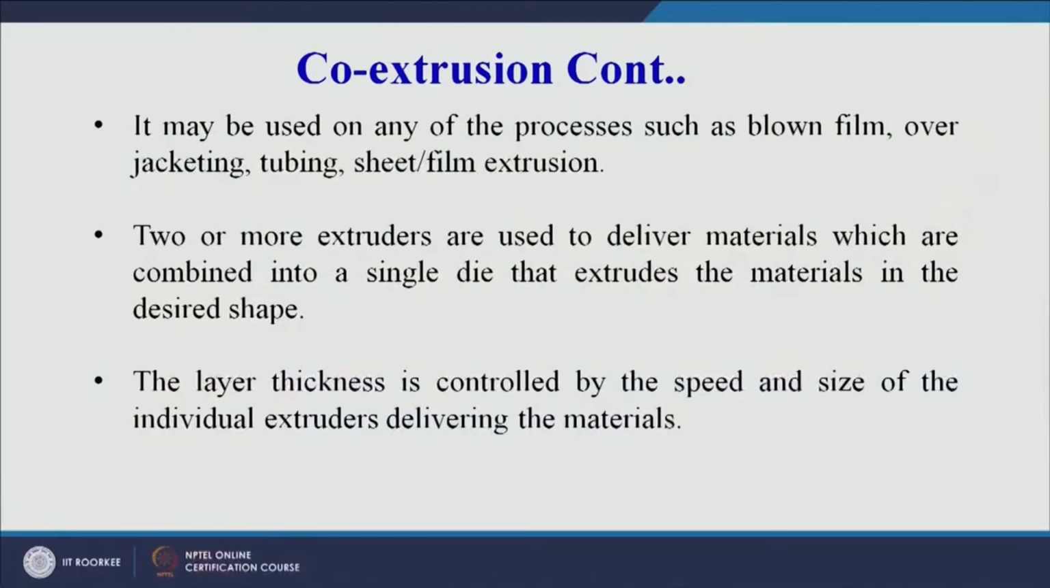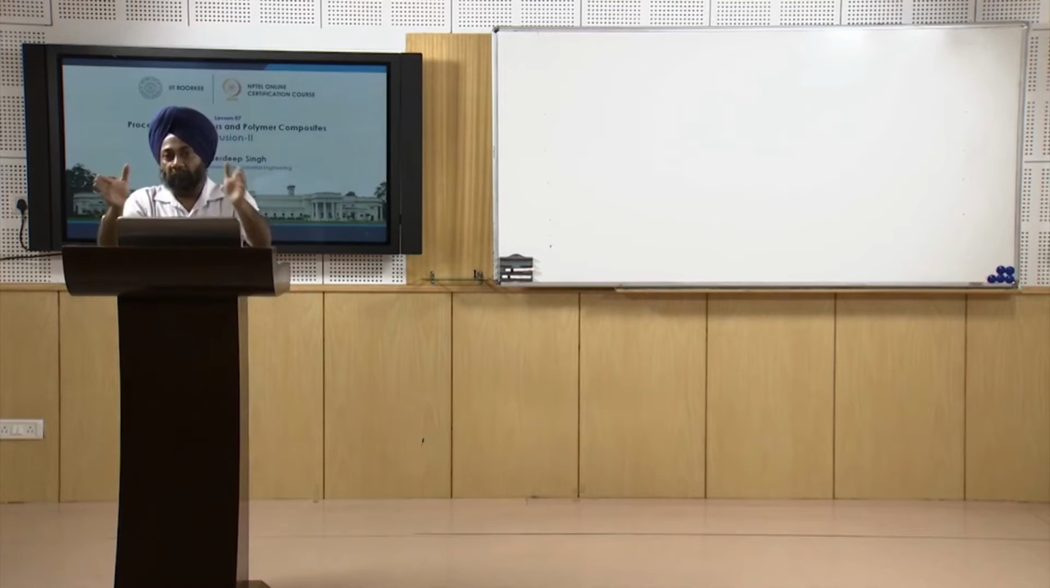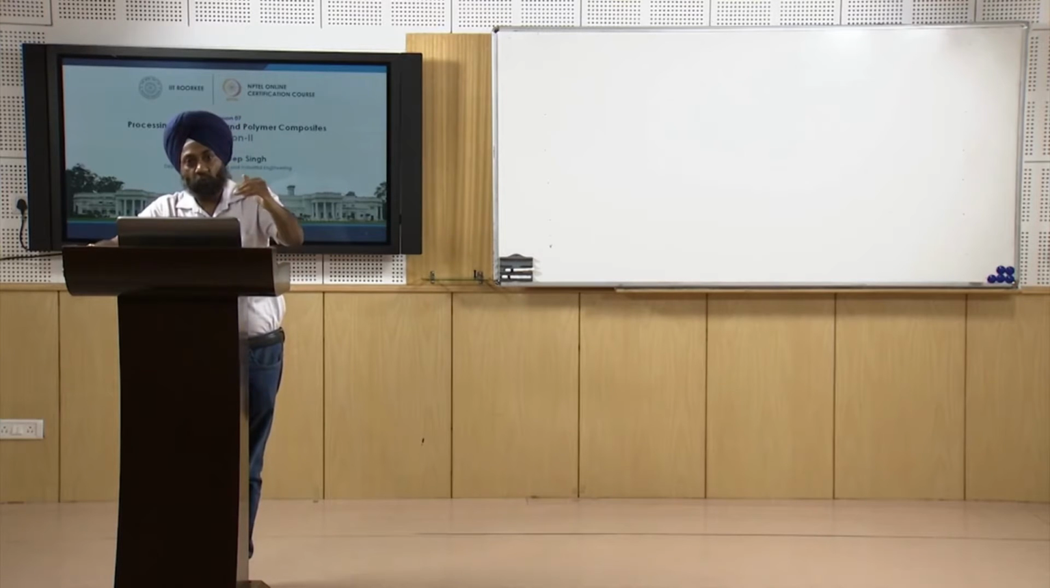It may be used on any of the processes such as blown film, jacketing, tubing, sheet film extrusion. So maybe once our product is ready from all these processes, we can go for co-extrusion and we can coat it with some other layer of material that has to be a plastic layer only. So we can combine the two layers together and make our third product, and the first product can be made by any of these processes. For example, from sheet film extrusion, we first extrude a sheet and then that sheet we can coat with another layer of plastic using a co-extrusion process.